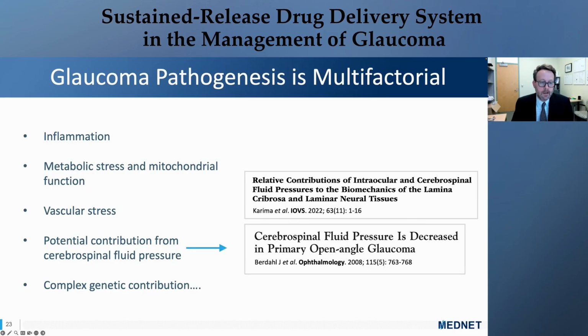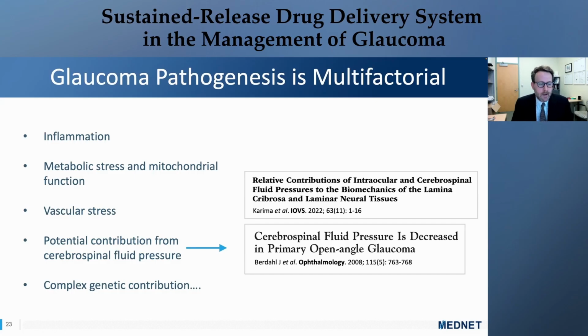Now, there's been a lot of interest in the contribution of cerebrospinal fluid pressure towards glaucoma. There's some evidence that it is altered in glaucoma patients, and that it has a role in determining the translaminar pressure gradient, which could be important in the progression of glaucoma in some of our patients.